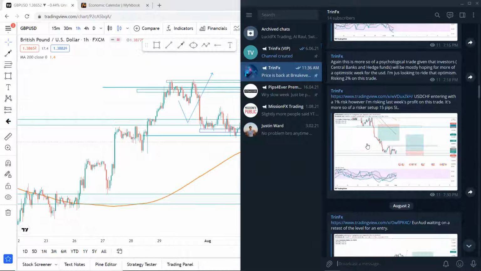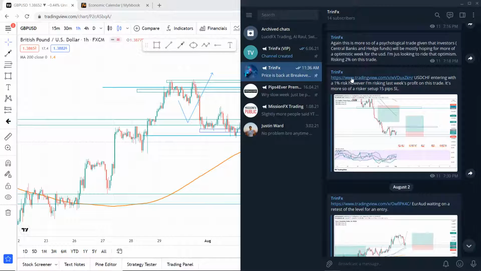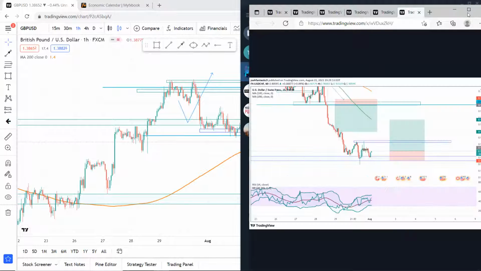We continue. The other trade that we took was USD CHF. Can't remember the level.